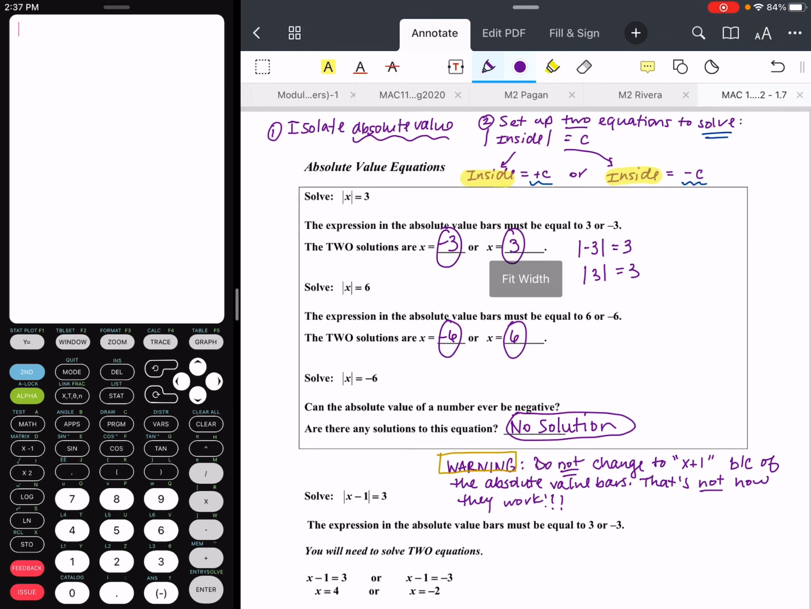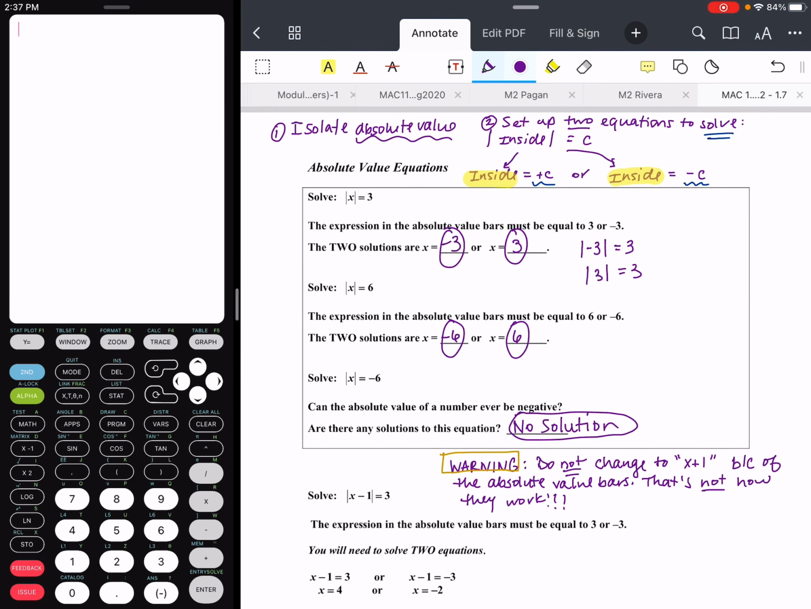Okay, so now that we've seen these simpler examples, in general, our process for solving an absolute value equation is, first, make sure that you've isolated your absolute value. You see me say isolate a lot when we're solving equations. Isolate the thing that you're working with. So we'll isolate the absolute value if necessary.